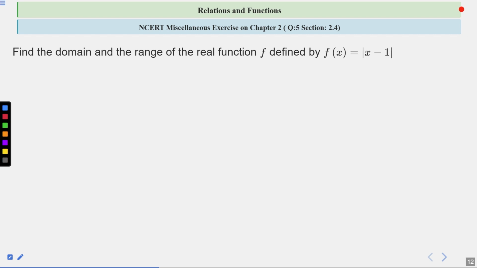Now this question. Again, a function is given to you, mod of x minus 1. You have to find out its domain and range. You'll have some seconds to try this problem, then afterwards we will move on to the solution slide. So your time starts now.